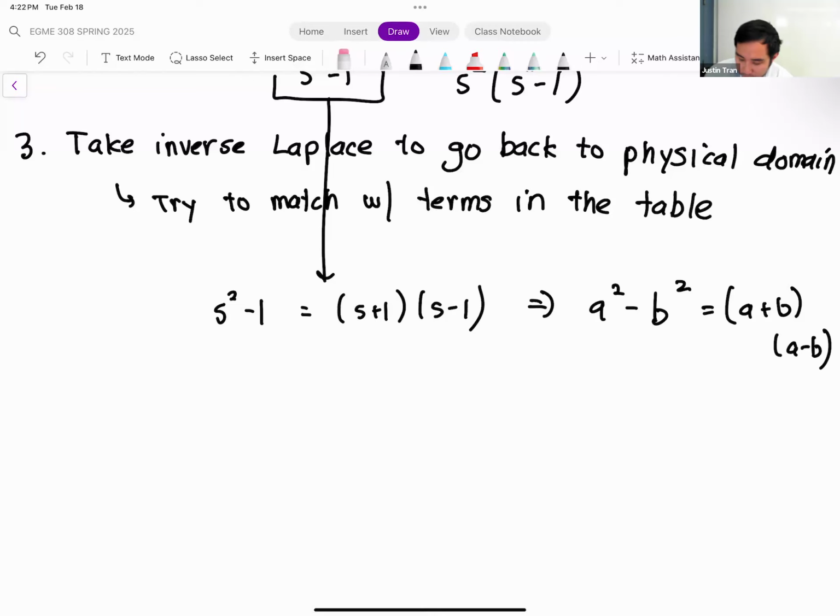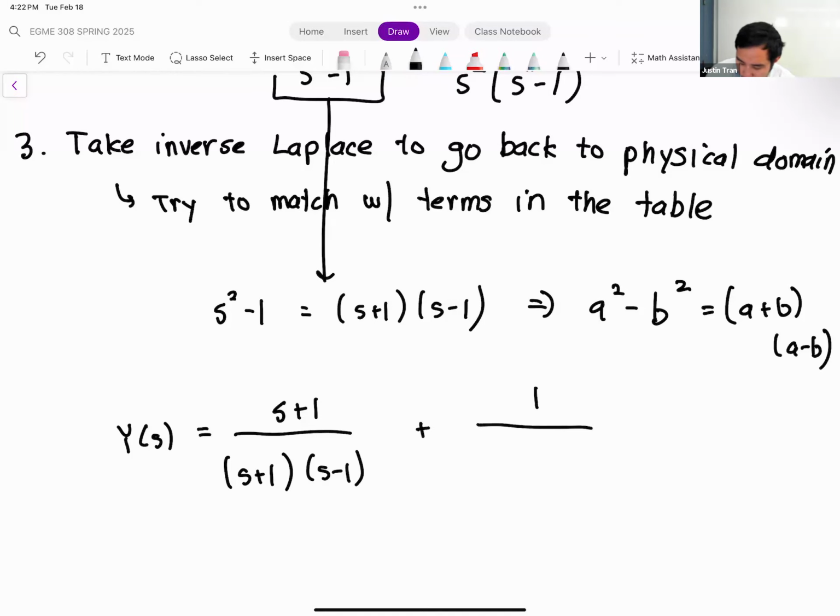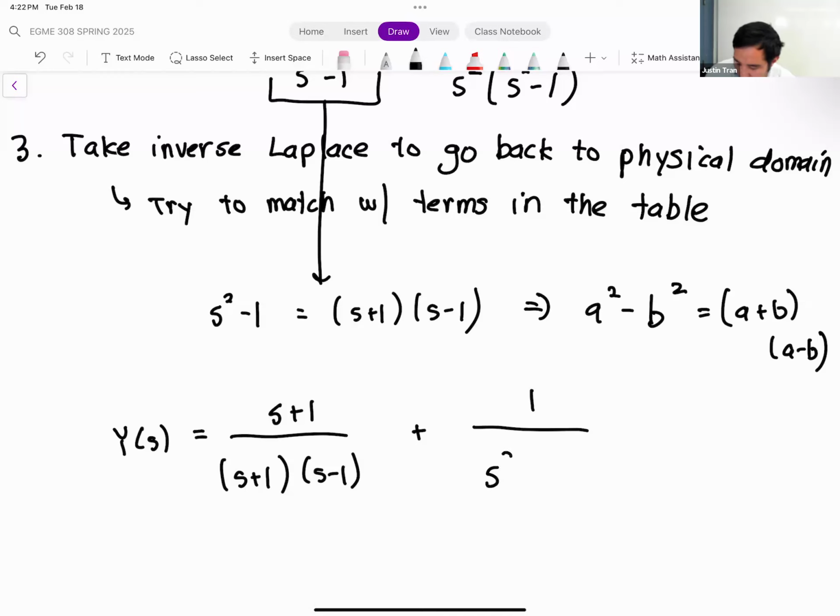If we simplify that first term, we have Y of s is equal to s plus 1 divided by s plus 1 times s minus 1. We can't really do anything to the second term at this point, so I'm just going to leave it as it is. We're still maintaining 1 over s squared times s squared minus 1.